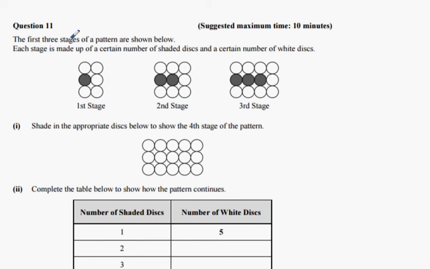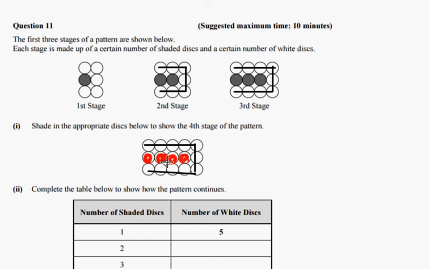The first 3 stages of a pattern are shown below. Each stage is made up of a certain number of shaded discs and a certain number of white discs. Shade in the appropriate disc to show the 4th stage of the pattern. It's always one short, isn't it? It's always dead center, right? But how many should I shade in? 4. Do you see the way it's always one short? See the way the last 2 rows are always white? So we do the same thing down here.